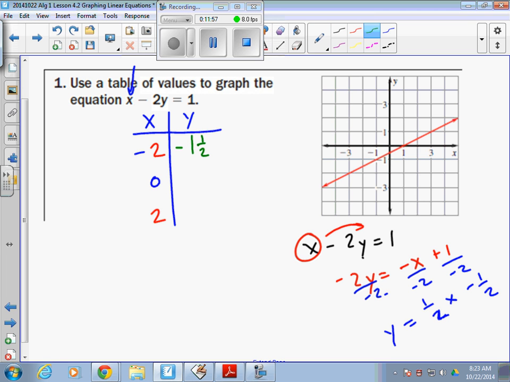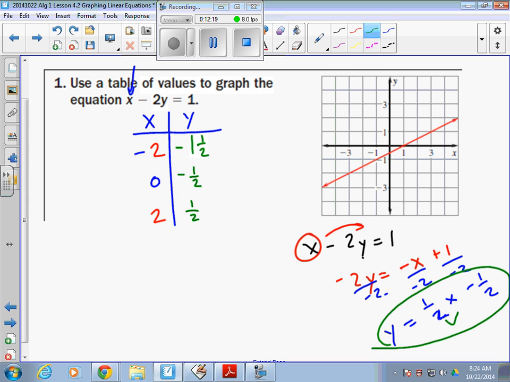And all we're doing is working the equation. When you plug it in again, when you plug in 0 times 1/2, you get 0 minus 1/2, you're going to get negative 1/2. And then when you plug in 2 times 1/2, you get 1. 1 minus 1/2 is positive 1/2.